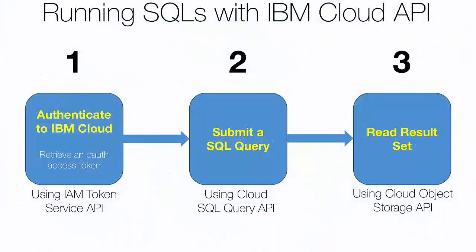Running SQL queries from an application in the IBM Cloud is done in three major phases, and in each phase we are using a different API of the IBM Cloud. In the following, I will walk you in detail through those phases.